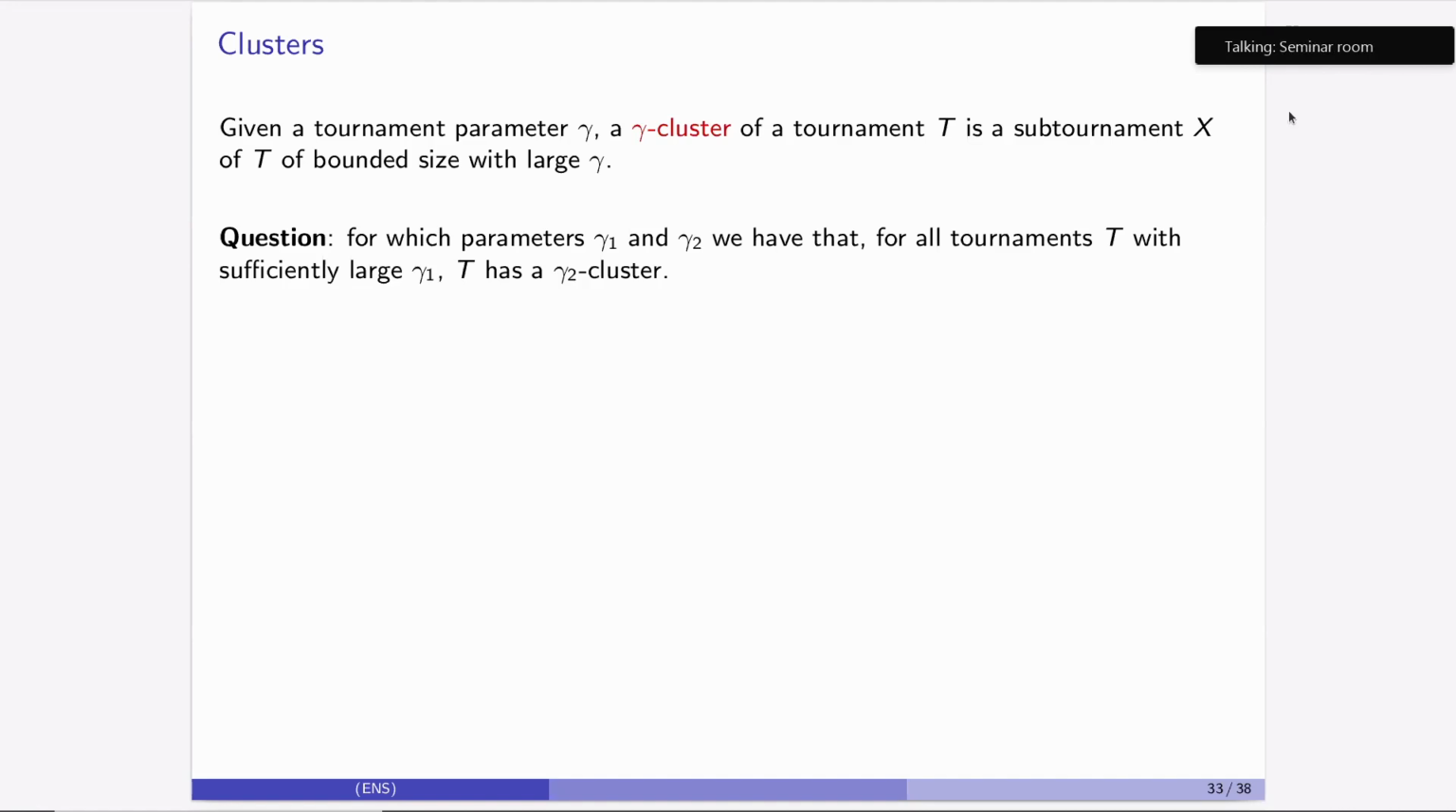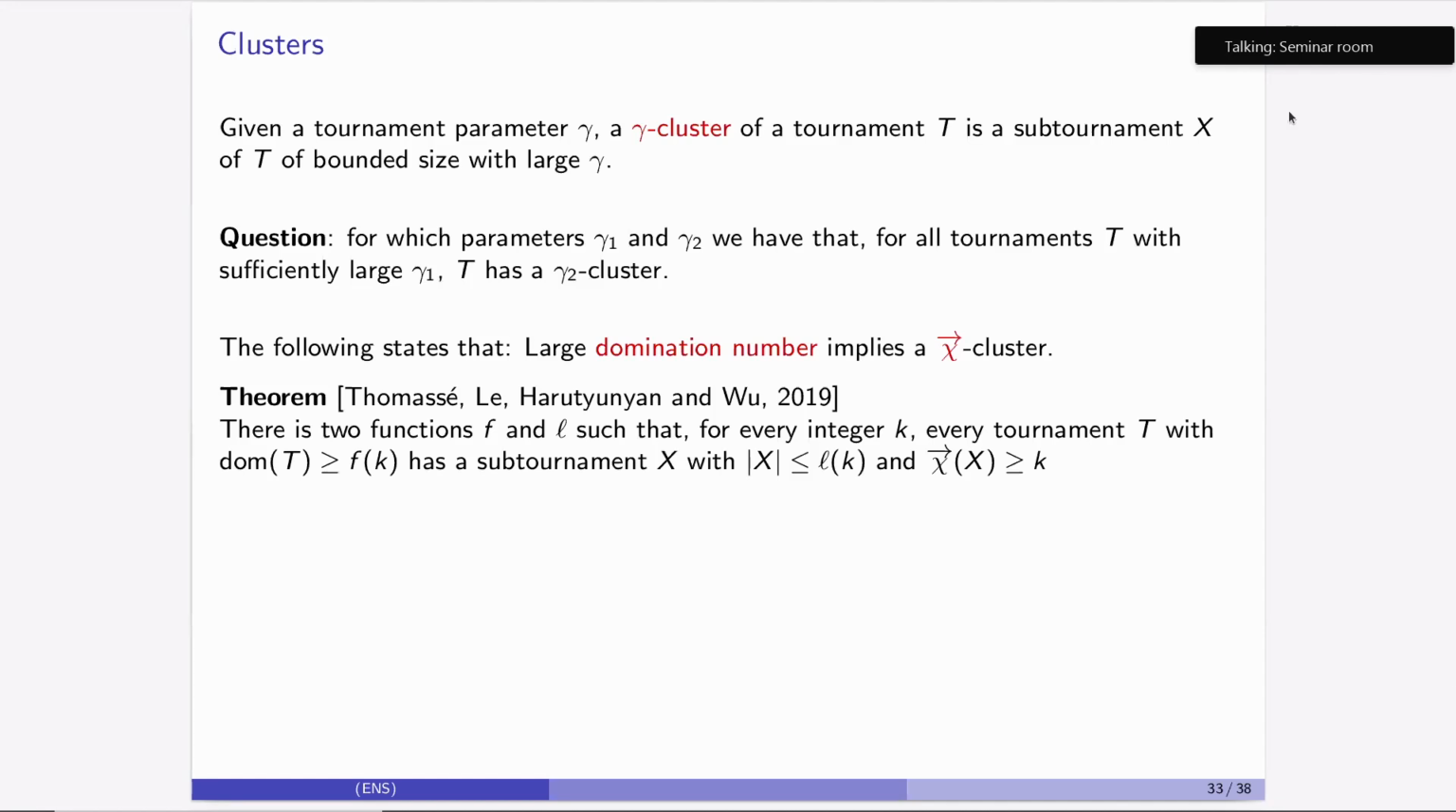I will give an example and it will be clearer, but the question is for which parameters gamma 1 and gamma 2 we have that if a tournament T has very large gamma 1, then it has a gamma 2 cluster. So let's give an example of the first result in this direction that was proved. It was again by Thomassé, Rambaud, Nguyen, and Wu, in the same paper as the local to global. It's actually a corollary. So the following states that large domination number implies a chi cluster.